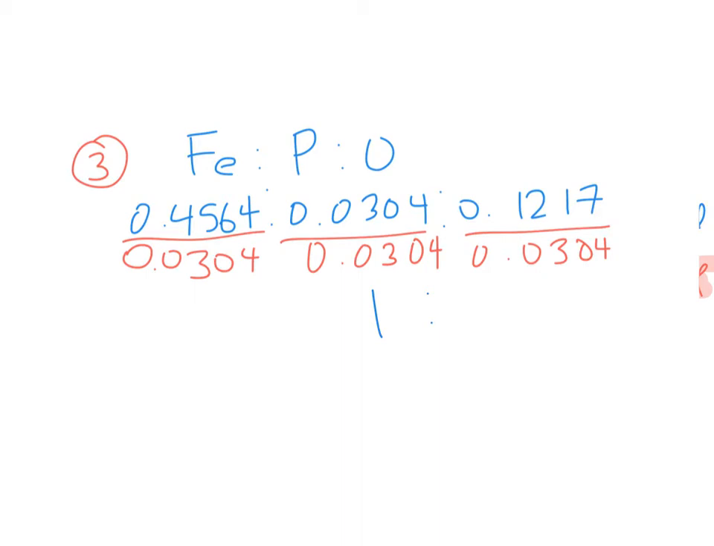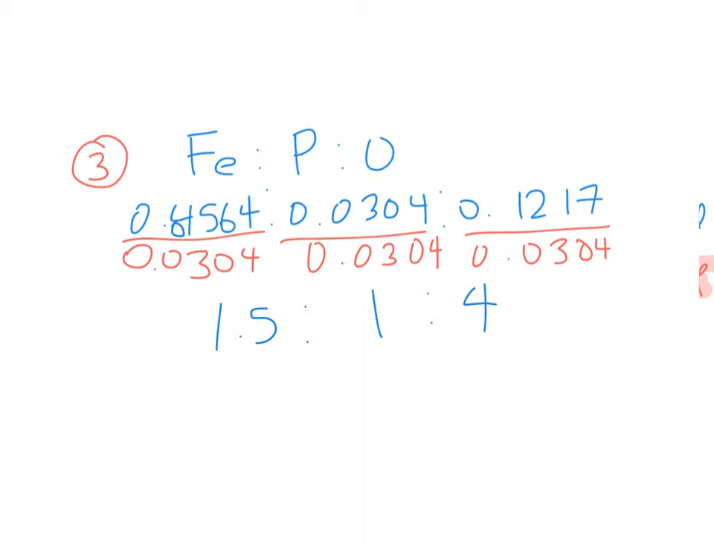So when I work out this last ratio, 0.1217 divided by 0.0304, I am getting 4.00 and a bunch of decimals. So I feel pretty confident that I can write that as a 4. And I just recognized right now, and you probably noticed a while ago, that I've forgotten a 0 in here. So it should be 0.04564. And when I work that out, I get a 1.5 as my value. So right now I'm sitting with a ratio of 1.5 to 1 to 4. And of course I can't really work with that to get an empirical formula.